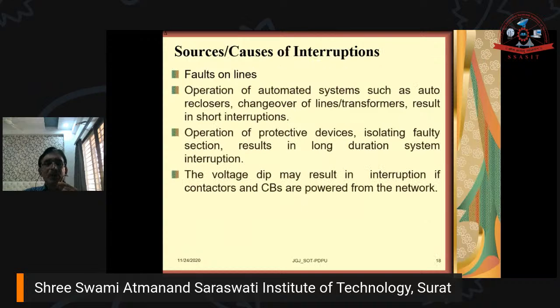Now, coming to the sources or the causes of the interruptions. Again, the faults on the lines. Sometimes the voltage may be below 10%. When any fault occurs, it will depend upon the system impedance. Then the operation of automated systems, for example, auto recloser. You must be knowing about the auto recloser.